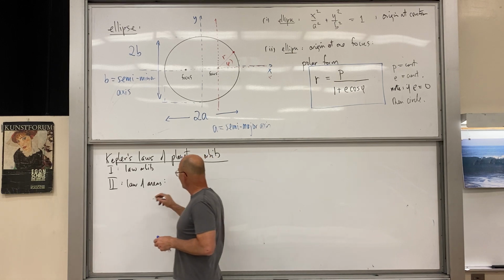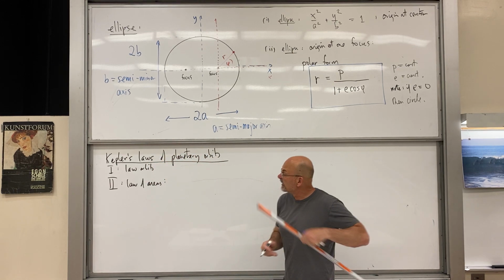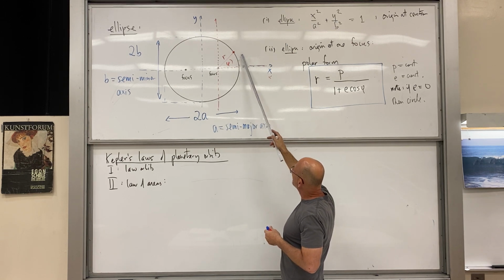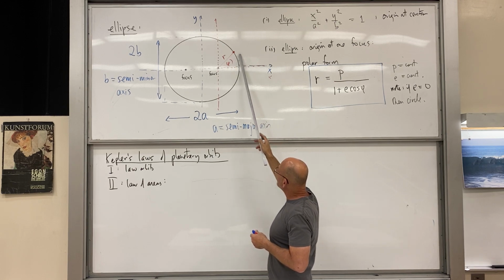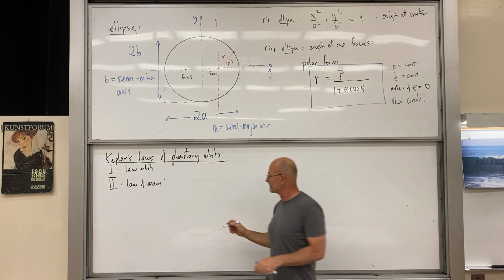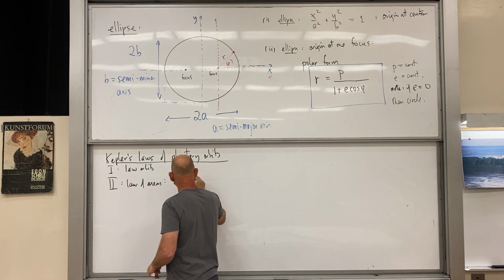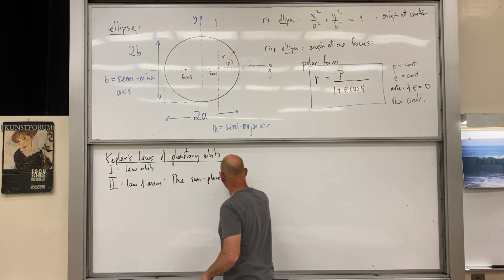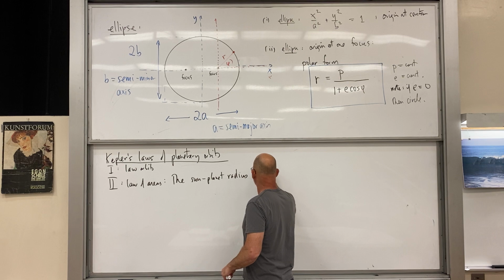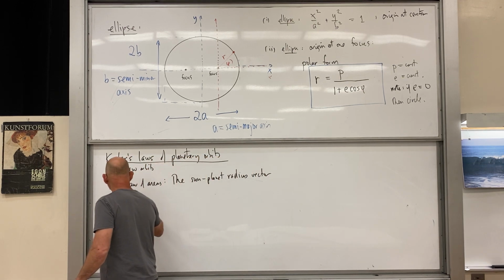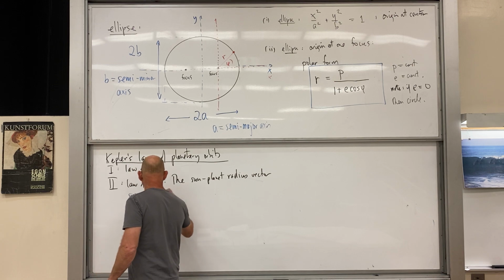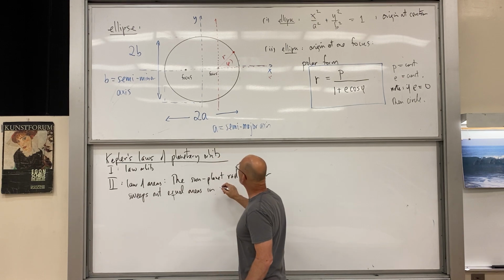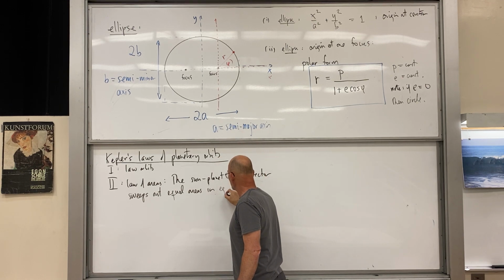And this second law states that the radius vector, namely this line that goes from the focus to our orbiting body, sweeps out equal areas in equal times. The sun-to-planet radius vector sweeps out equal areas in equal times. I can do a crude drawing of that.